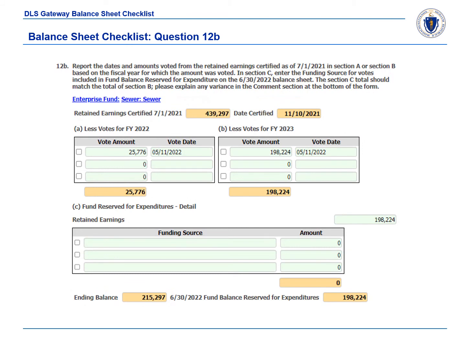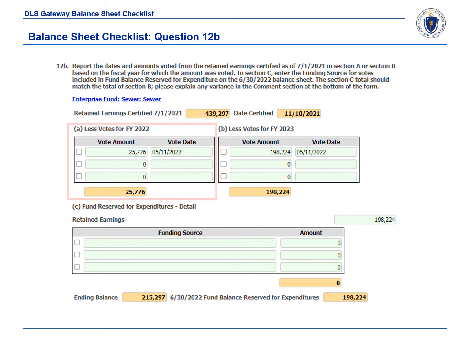Question 12B is looking to track your retained earnings appropriations as well as match up the enterprise fund combined balance sheet fund balance reserved for expenditure. The prior year's retained earnings amount and date certified automatically populate the form.